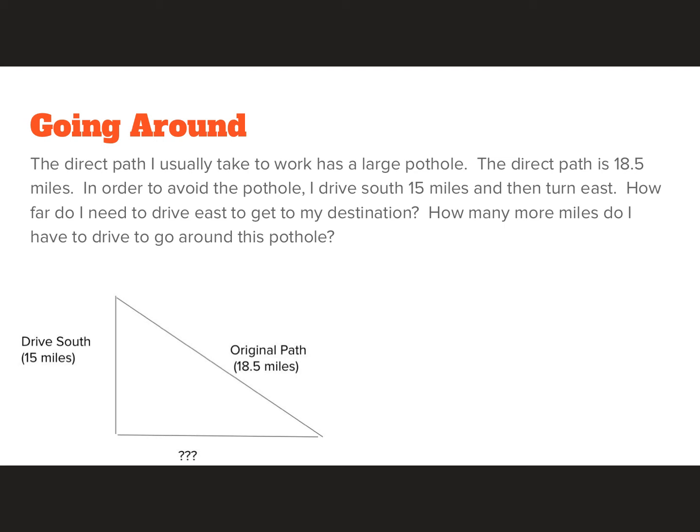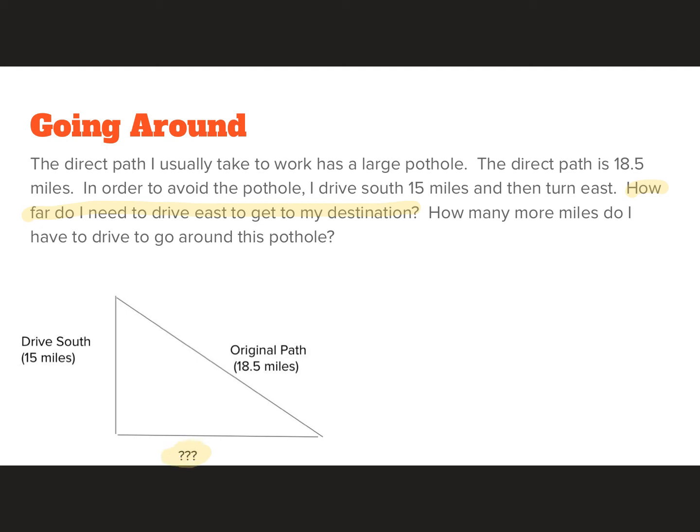Okay, so the direct path I usually take to work has a large pothole. The direct path is 18.5 miles. In order to avoid the pothole, I drive south 15 miles, then turn east. Here's my original path. How far do I have to drive east to get to my destination? How many more miles do I have to drive to go around the pothole? There's two questions here. So let's look at the first question first, which is, how far do I need to drive east to get to my destination? So I'm finding this length here.